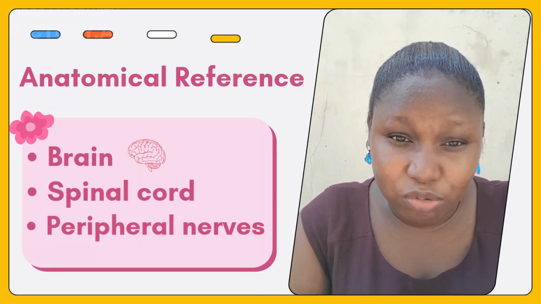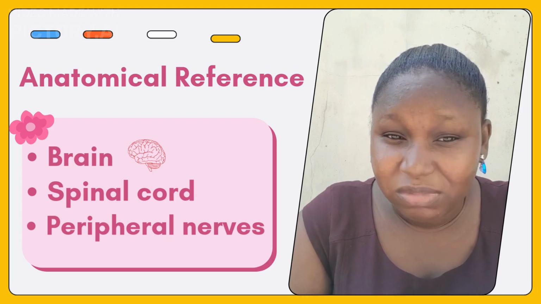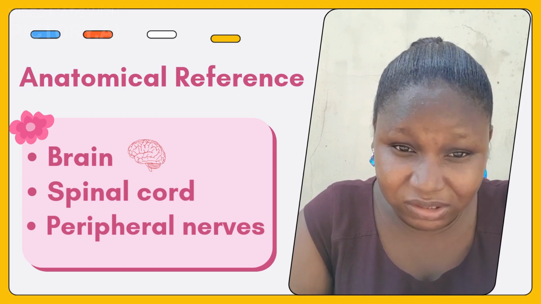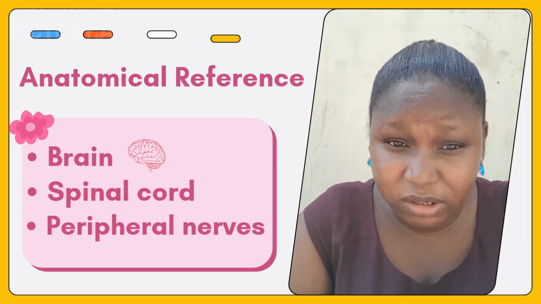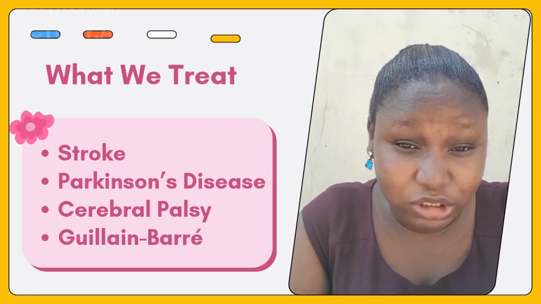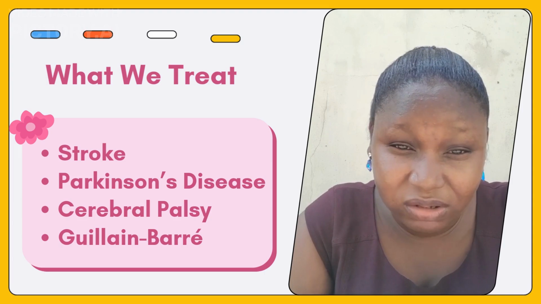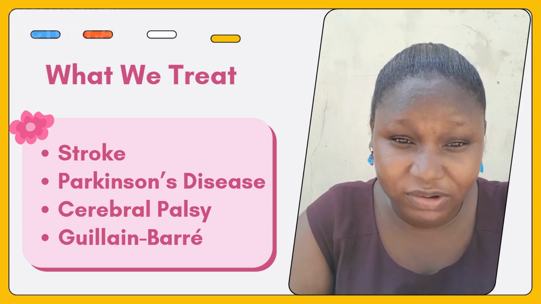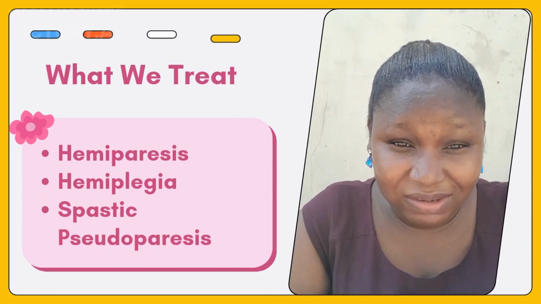So what we do majorly in the unit is we treat neurological conditions, that is conditions that affect the nervous system, which includes your brain, your spinal cord, your nerves, both the spinal nerves and the cranial nerves. So in the medicine unit, we treat conditions like stroke, like Parkinson's, like cerebral palsy, like Guillain-Barré syndrome. We also treat all forms of paralysis and paresis.